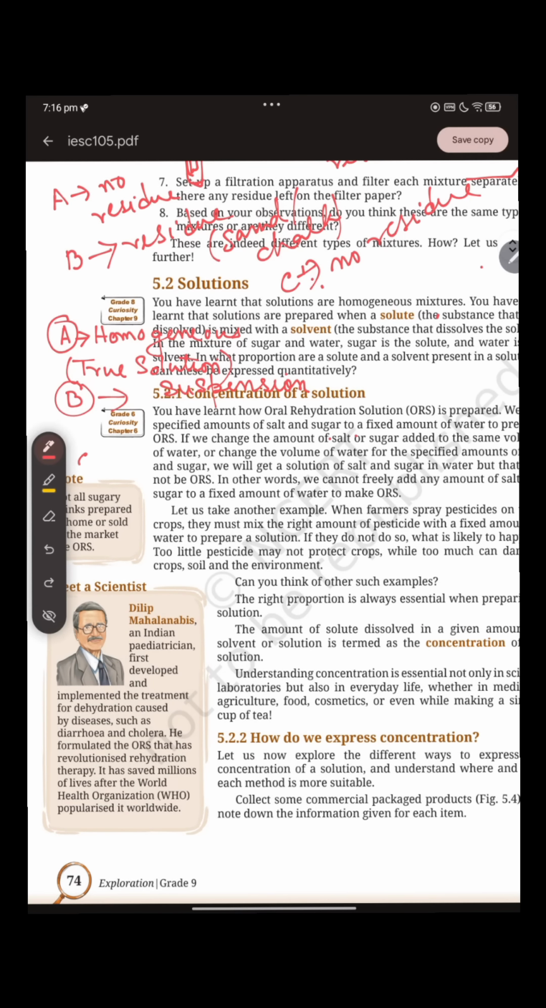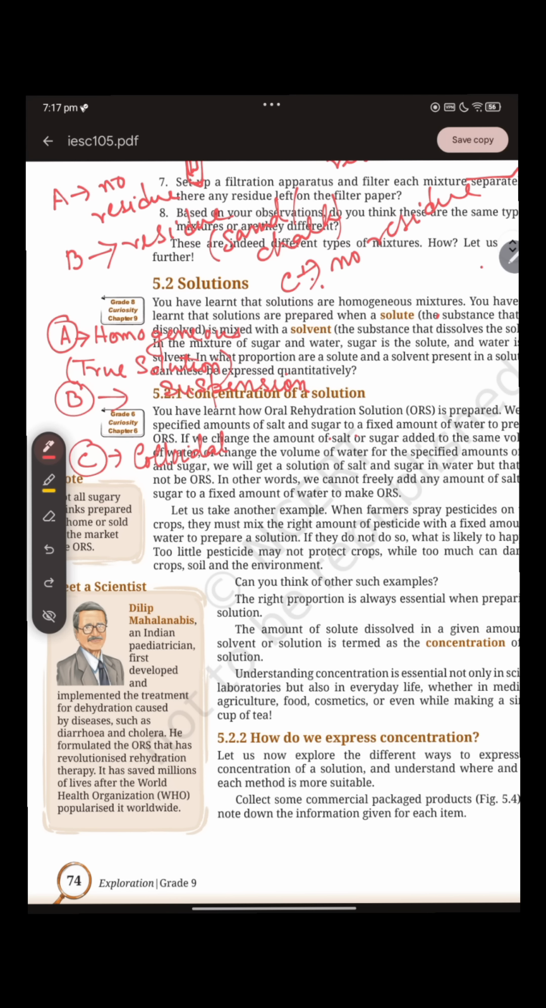Now the third one, where it was looking like homogeneous, but the particles did not completely dissolve but remained suspended in the medium but not at the bottom. So this type of solution is known as colloidal solution. Colloidal solution. So you have seen what is a true solution, what is a suspension, and what is colloidal solution.